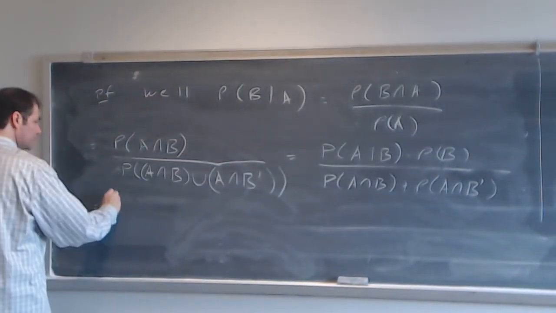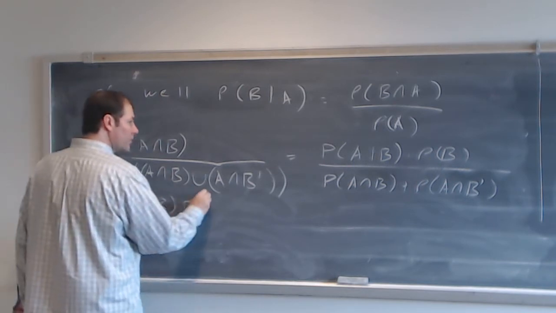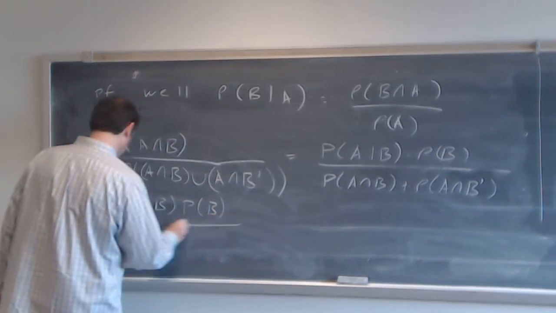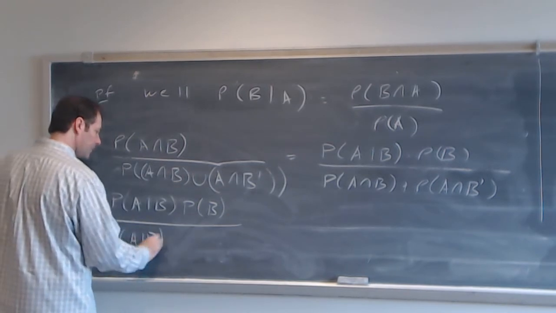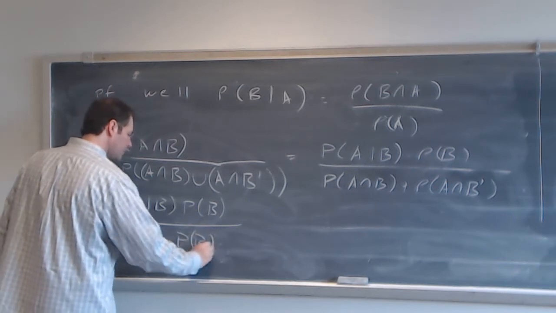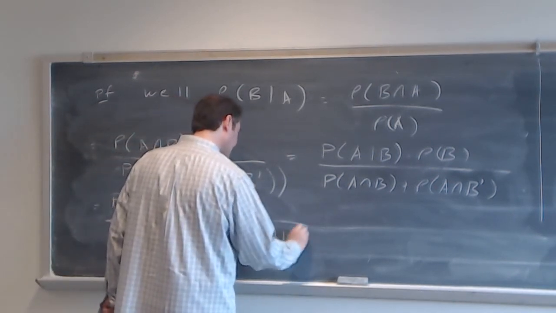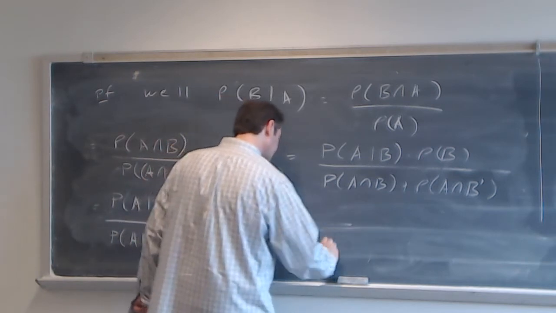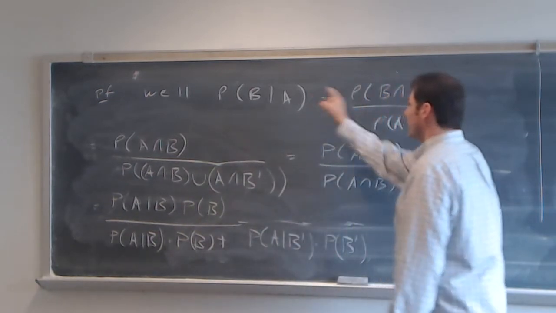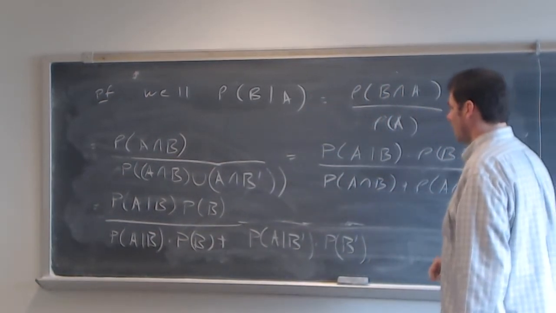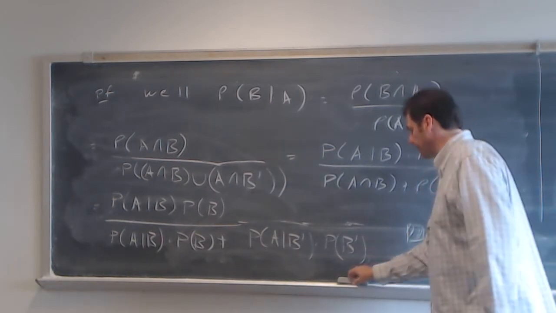Well, that's equal to, again, using that fact that we started recalling in this lecture here. This is the probability of A given B times the probability of B plus the probability of A given B complement times the probability of B complement. And that's what we were trying to show that the probability of B given A is equal to. So that concludes the proof of Bayes' theorem.